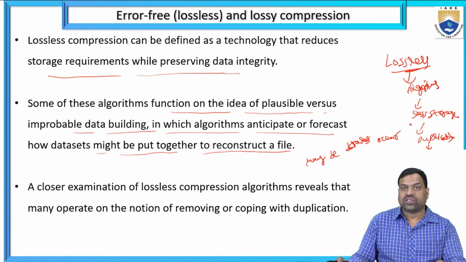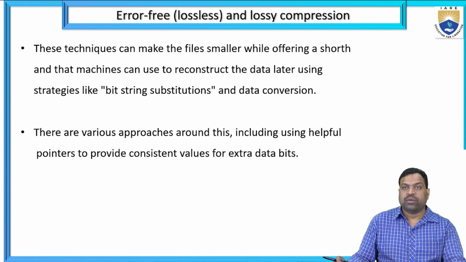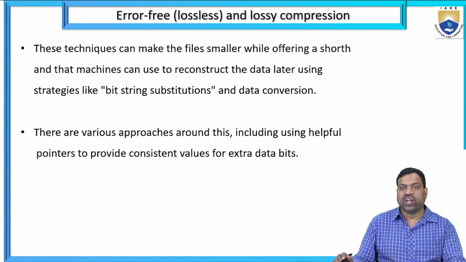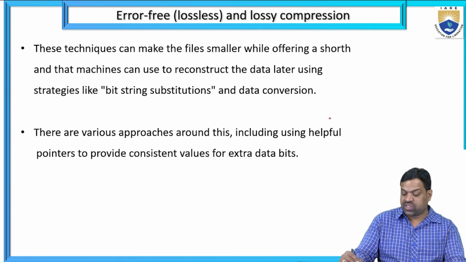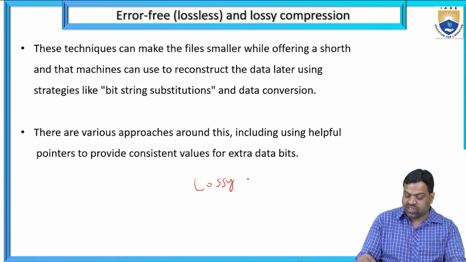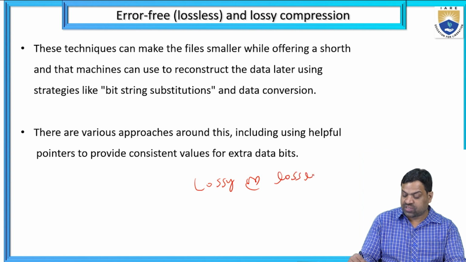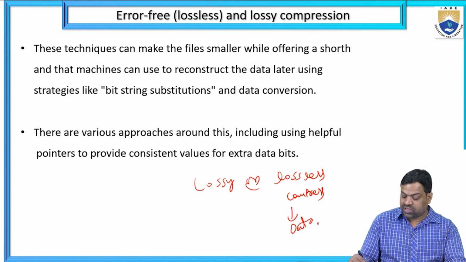So these are lossless compression techniques, and they can make the files smaller while offering a short representation, and machines can reconstruct the data later using strategies like bit string substitution and data conversion. There are various approaches around this, including using helpful pointers to provide consistent values for extra data bits. So whatever may be, when we are going for lossy or lossless compression, the main thing is data compression.